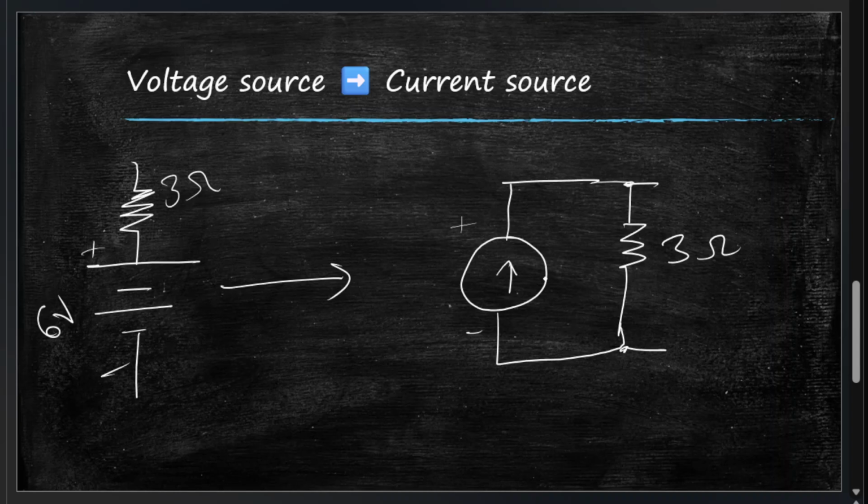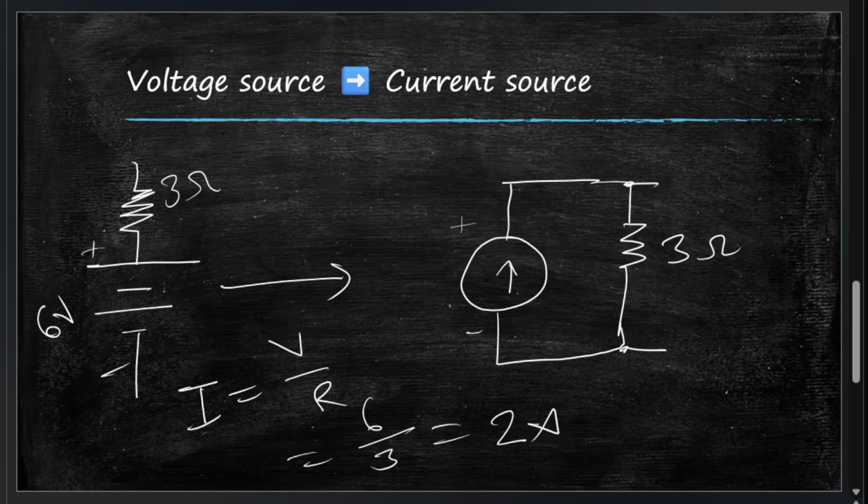Next, we find the value of the current source. It won't be 6, obviously, it'll be different. Now how do we find it? Using Ohm's law. I is equal to V over R. Now V is 6 volts over R 3 ohms, so we have 2 amperes. So this current source will be 2 amperes. That's it. We've done conversion from voltage source to current source.